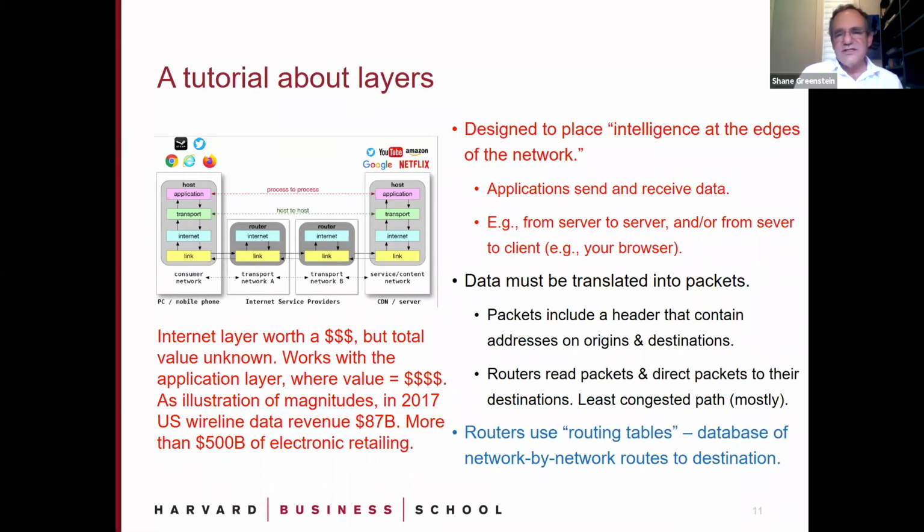The routers themselves use something known as routing tables. That is to say, it's a database of all the network by network routes that can be taken to a destination. And those routing tables tend to be updated nightly on the global internet. Okay, that's a lot to absorb there.